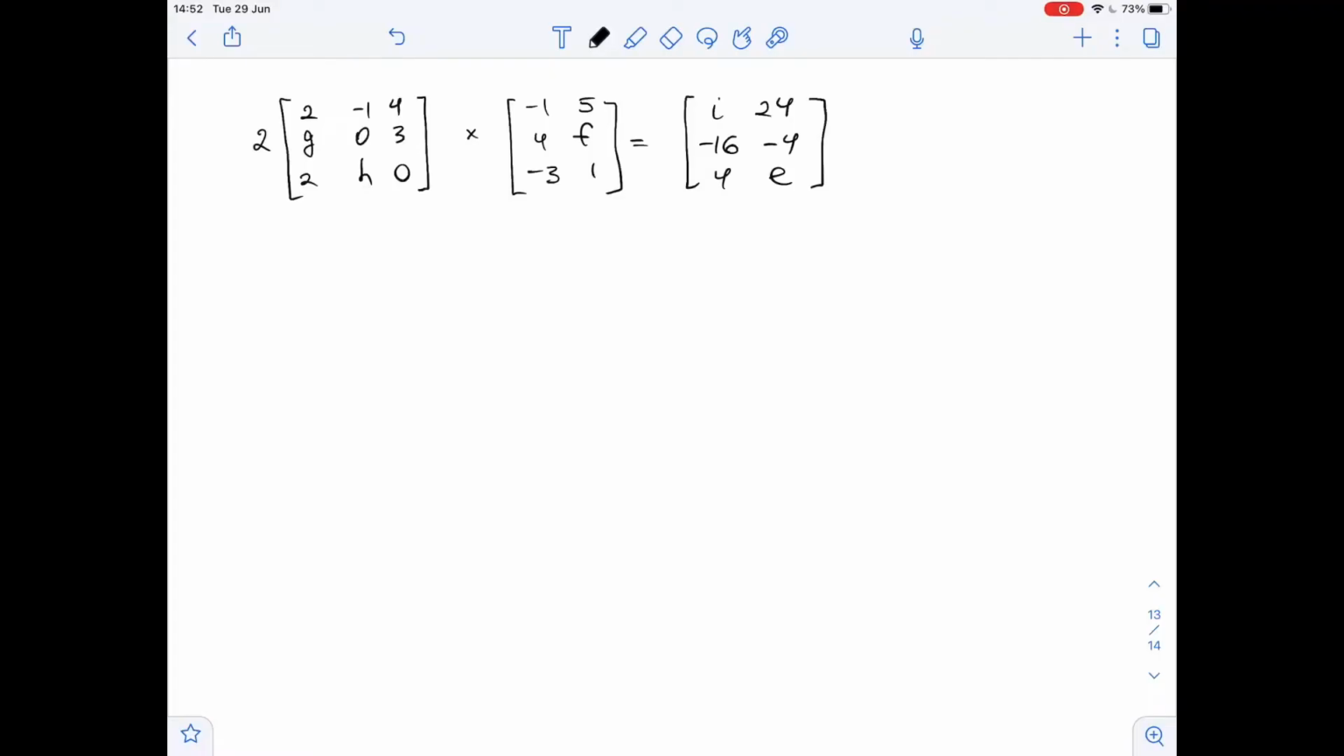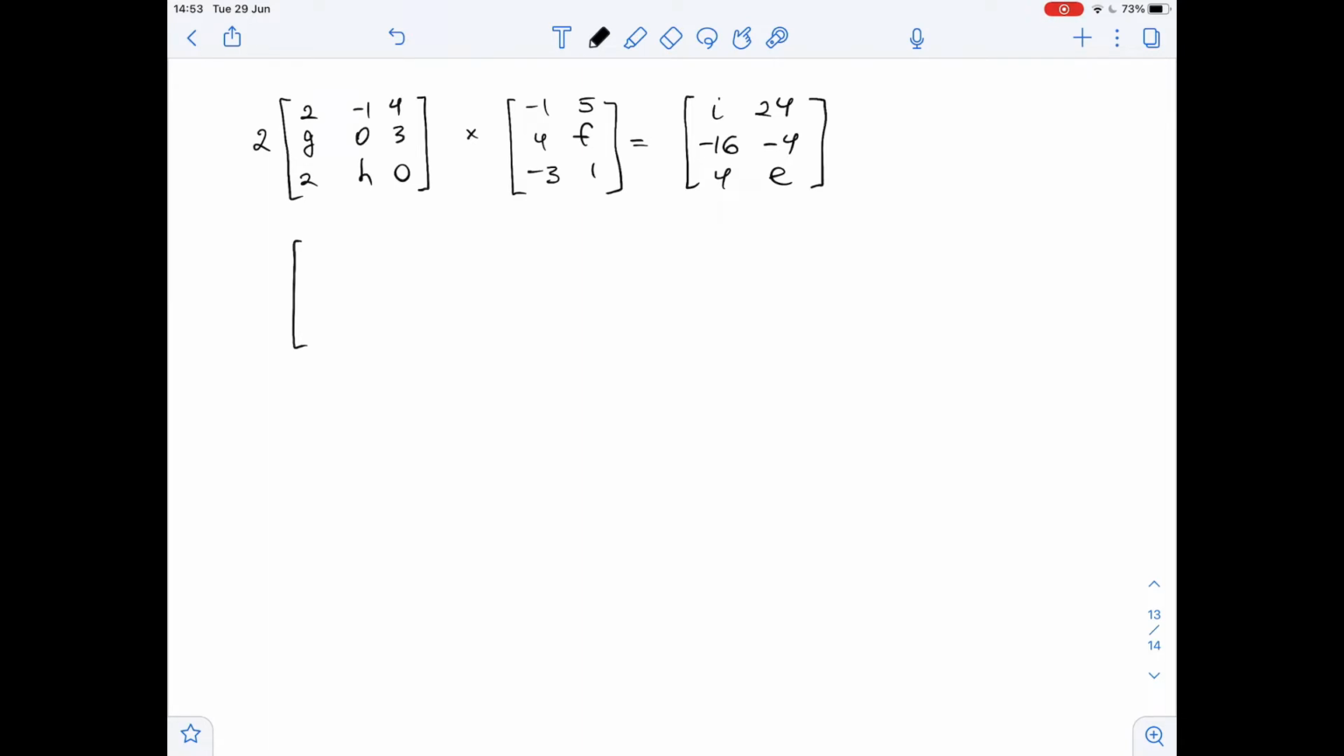So we're given a matrix equality and we need to find the values of e, g, and f. Let's start by working with the left side of our equation. First we will do a scalar multiplication. We will multiply our first matrix by 2. When we do scalar multiplication, we just multiply each entry by the scalar number.